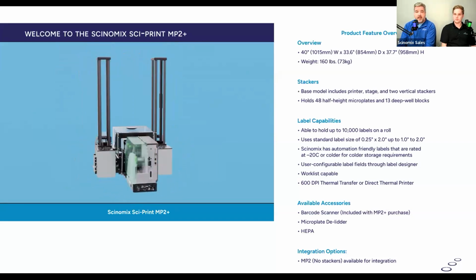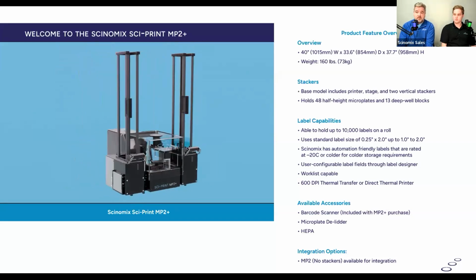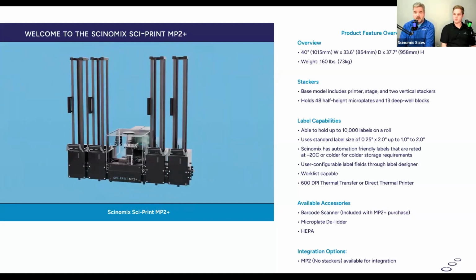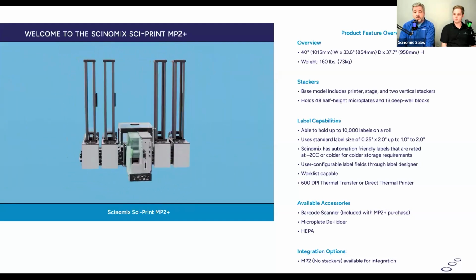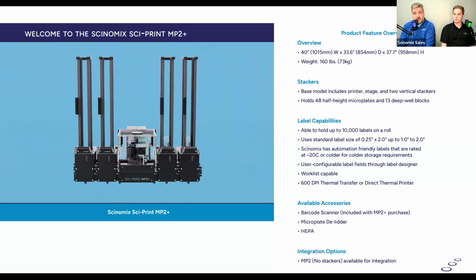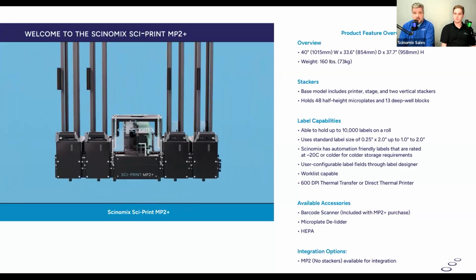There's also an option to add a HEPA filter to the system. So on that main safety cabinet on the top, you can kind of see that circle there a little bit. That is where we would plug the HEPA filter into, and it blows sterile air into the system to keep the area sterile for labeling.